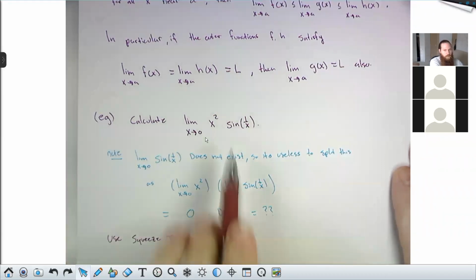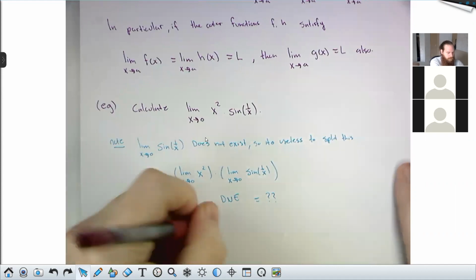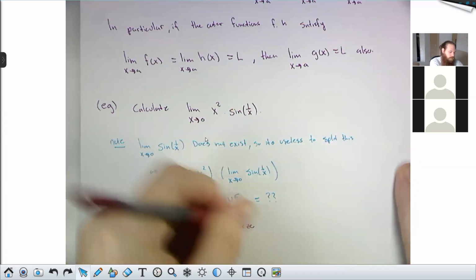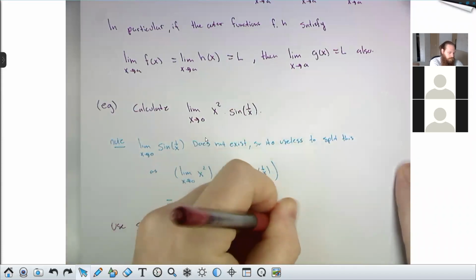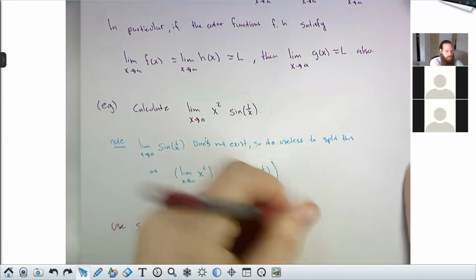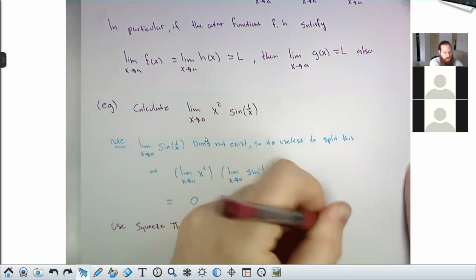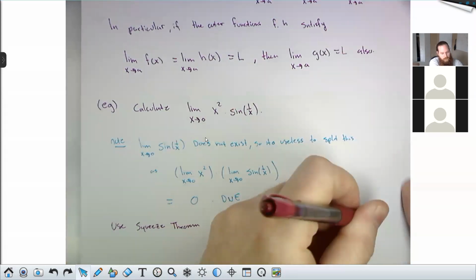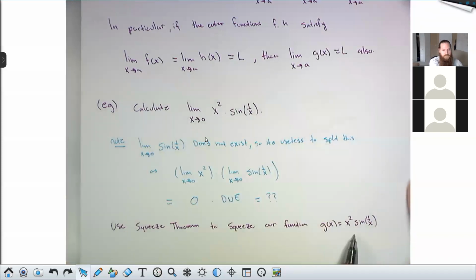We're going to try to squeeze our function, which I'll call g of x equals x squared times the sine of 1 over x. I want to squeeze this between two functions that are easier to work with.